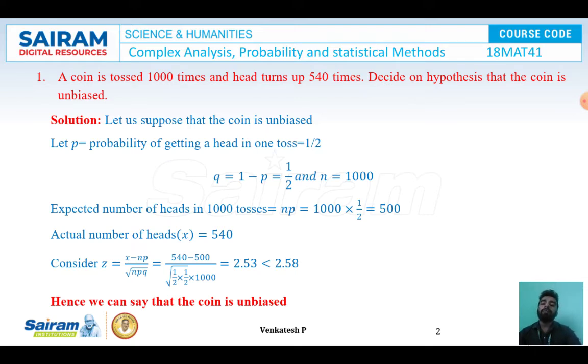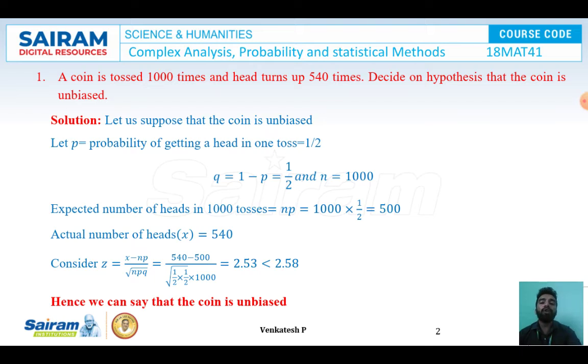So the first step in this problem is formulating the hypothesis. I'm going to formulate the hypothesis that the coin is an unbiased coin. Now we have to check whether the hypothesis is true or not. To prove this, first let me define the events P and Q. P shows the chance of getting a head in one toss.